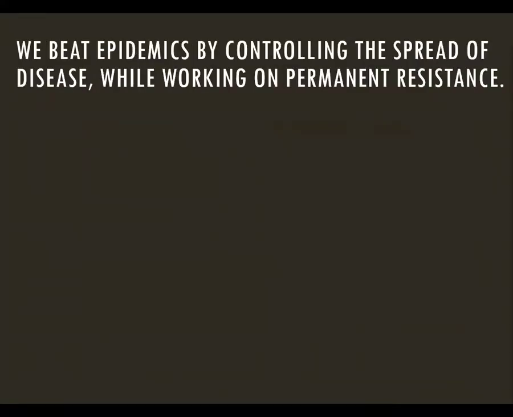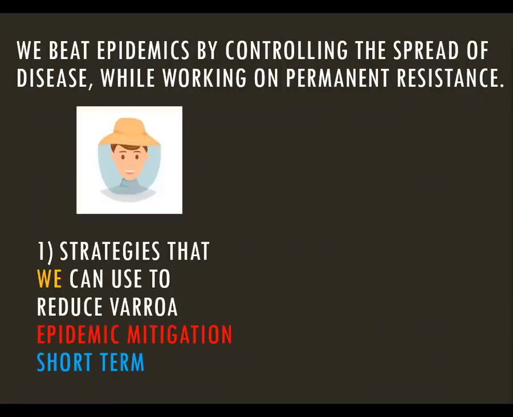So the way that we work with epidemics is by controlling the spread of disease while working on permanent resistance. And anyone that has heard me speak before knows that I'm passionate about breeding better bees, so I'm not going to promote that we're doing things that get weak bees. And a lot of people think that if we treat bees for Varroa, then we're making them weaker. And in reality, we've got two things that have to happen for us to get out of this epidemic. So one of them is that as beekeepers, we're doing things that allow us to do epidemic mitigation, meaning we're stopping disease transmission, and that's a short-term thing.